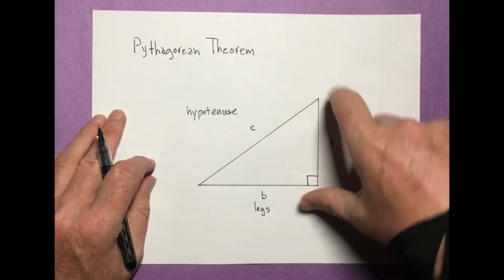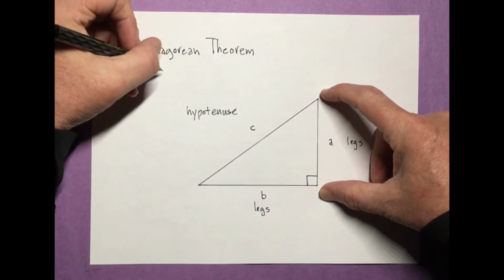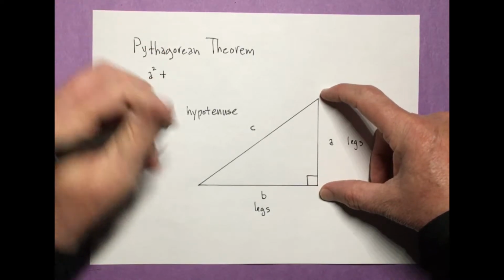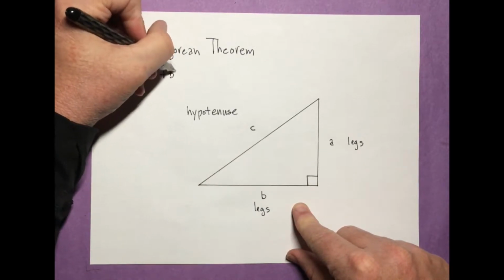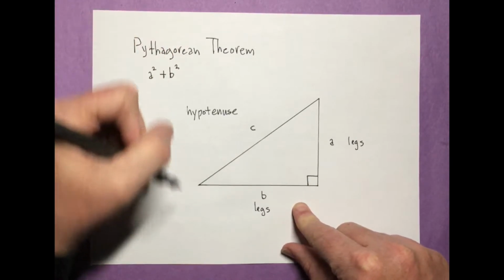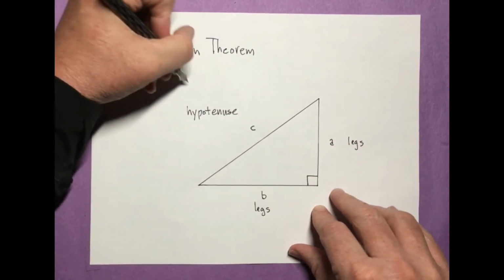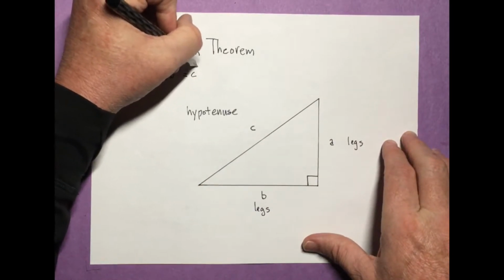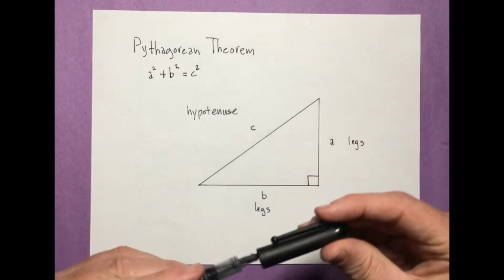So then if we consider the length of the sides, if we take the length of A and we square it, A squared, and we add to that the length of B squared, that sum will equal the length of C squared. And this is actually fairly easy to visualize.